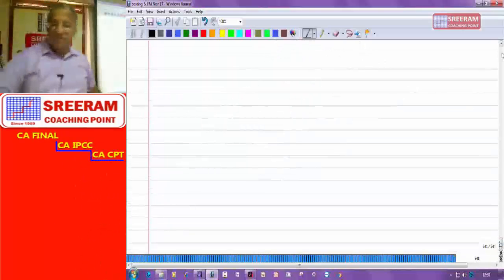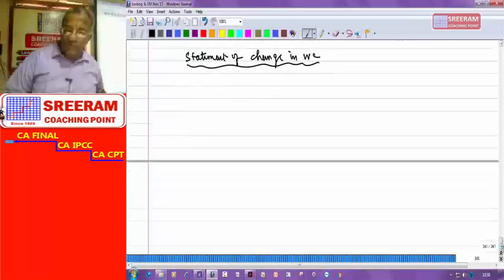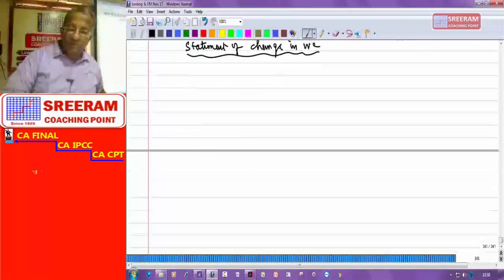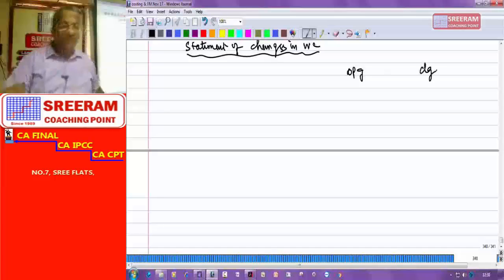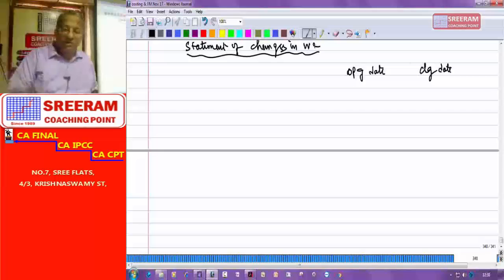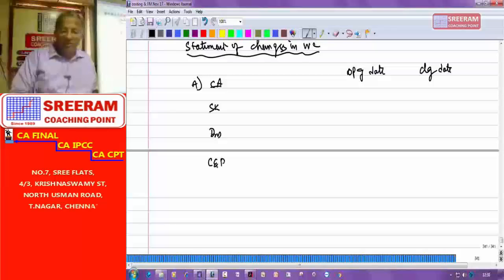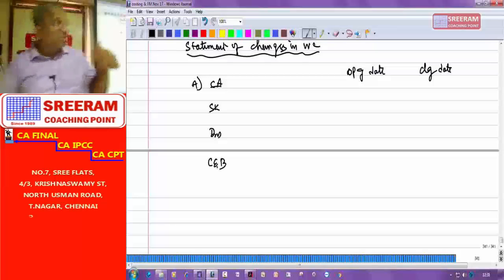What is the format for the statement of changes in working capital? You will have opening date figures and closing date figures. Since it is working capital, A, we will put it out as current assets. What are the current assets? Stock, debtors and cash and bank balance. Cash and bank balance will also be coming here.